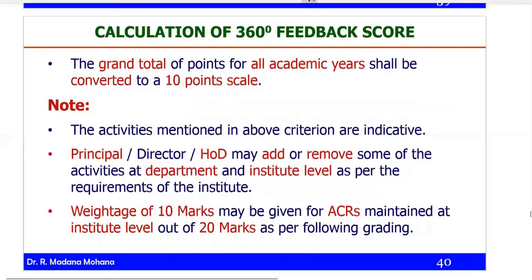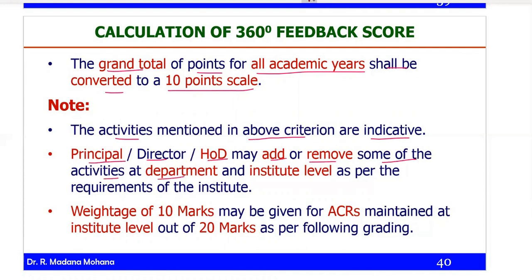Okay, finally, the grand total of points for all academic years shall be converted to a 10-point scale. Here are some important points to remember. The activities mentioned in the above criterion are just indicative. Principal or director or HOD level may add or remove some of the activities at department and institute level as per the requirements of the institute. A weightage of 10 marks may be given for ACRs, annual confidential reports, maintained at institute level out of 20 marks, by following the grades.